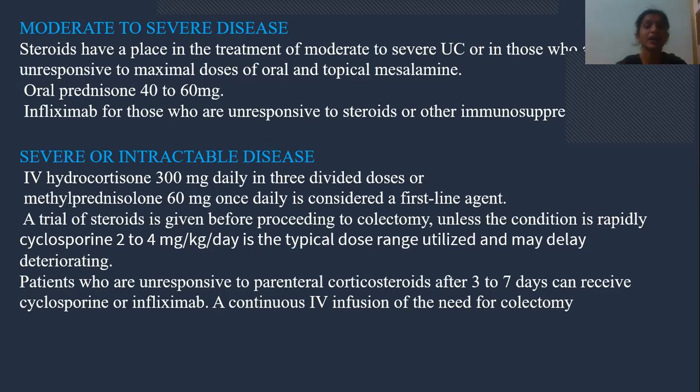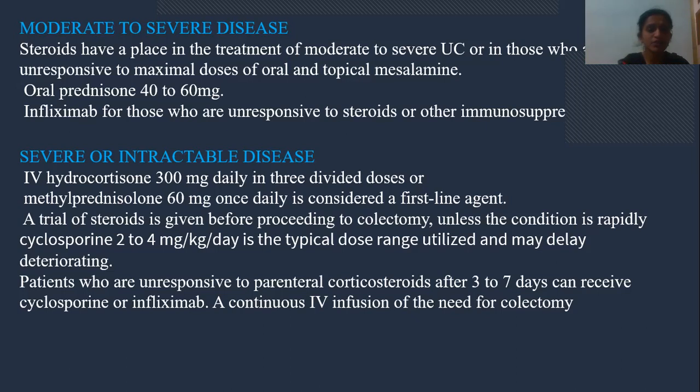If we are not giving hydrocortisone, the other kind of steroid that we can give is methylprednisolone. It can be given as 60 mg once daily. So it is considered a first line agent for treating ulcerative colitis. Either IV hydrocortisone up to 300 mg, given in 3 divided doses, or methylprednisolone 60 mg once daily can be given. It is considered a first line agent of treatment in case of severe ulcerative colitis.